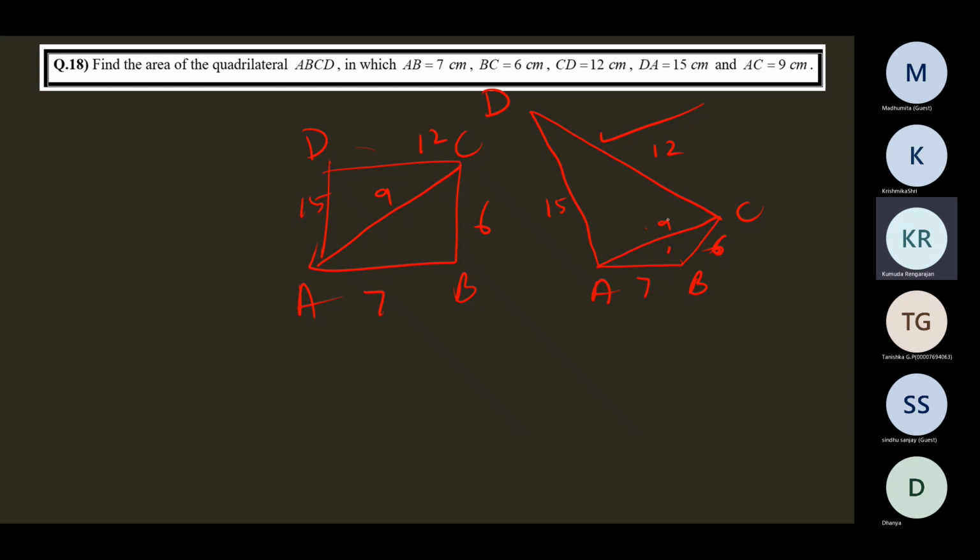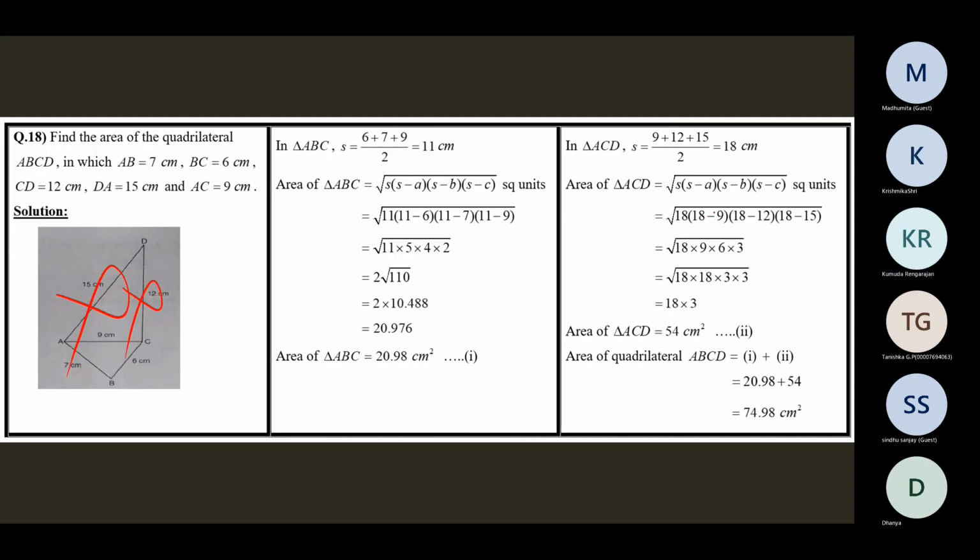In the other triangle, the sides are 9, 12, and 15. So for both the triangles, you have all the 3 sides. This triangle, you know the 3 sides. This triangle also, you know the 3 sides. So find the area of both the triangles and add to find the area of the quadrilateral.